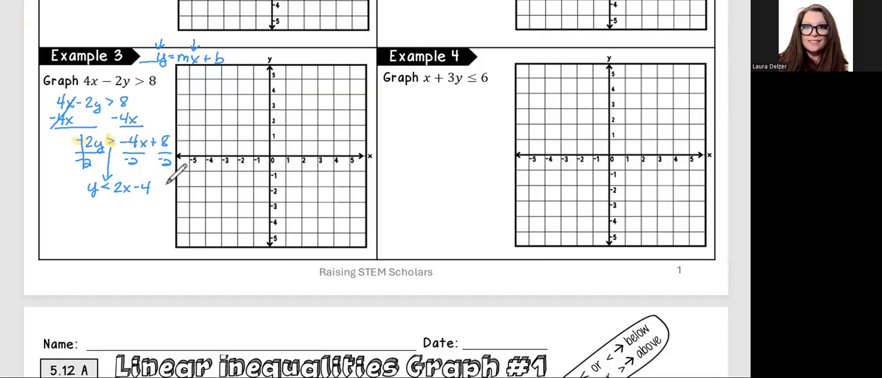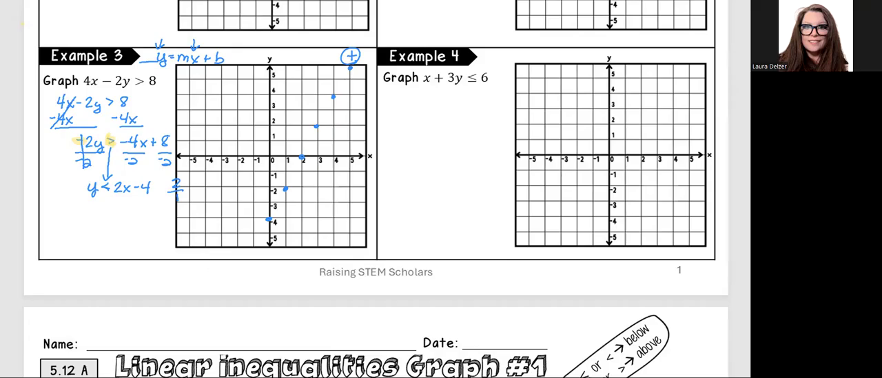Now I can graph. My negative 4, drop a point here, boom. 2, that slope is 2 over 1, right? So I'm going to go, oh, and it's positive. So I'm going to go over here in the positive direction. I'm going up 2 over 1, up 2 over 1, up 2 over 1, and so on.